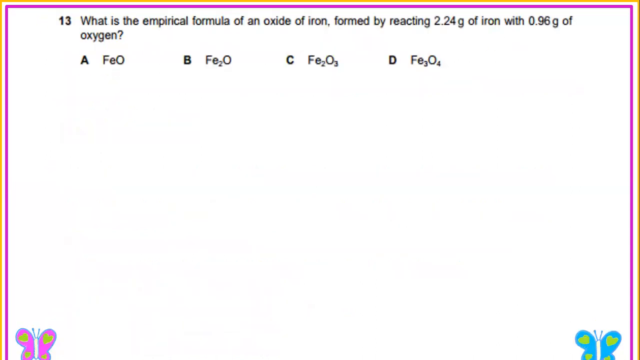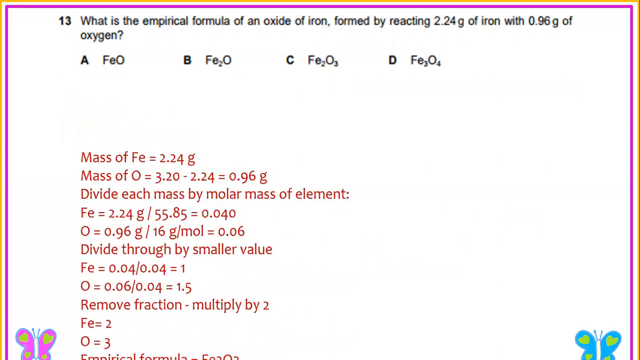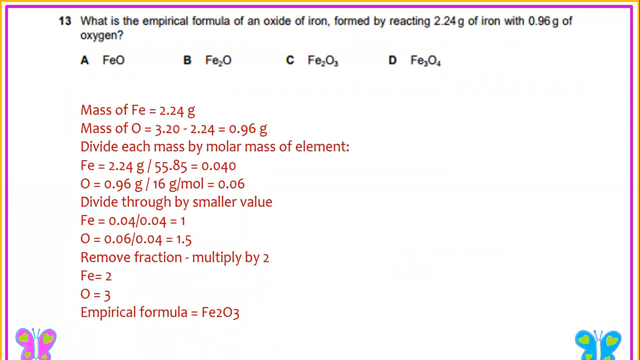And what is the empirical formula of the oxide of iron formed by reacting 2.24 gram of iron with 0.96 gram of oxygen? Let's look into this formula to get the answer. Mass of Fe equals 2.24 gram. Mass of oxygen equals 3.2 minus 2.24 to get the value of 0.96 gram of oxygen. And then you have to divide each mass by the molar mass of the element.